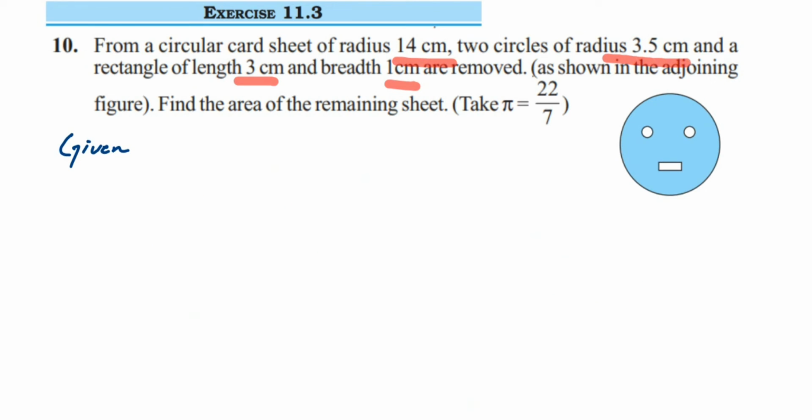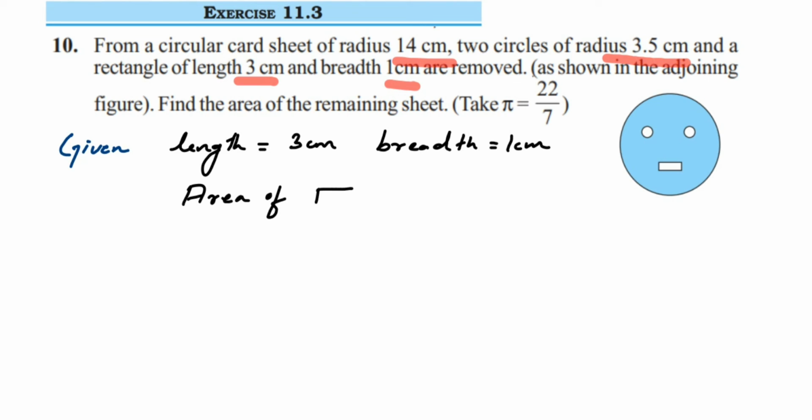Now let's find out the area of the rectangle. Given length of rectangle is 3 centimeter, and they have given breadth as 1 centimeter. We have to find out the area. So area of rectangle will be equal to length into breadth. When you substitute the values, length is 3 centimeter multiplied by breadth 1 centimeter. So this will be equal to 3 centimeter square. So we got the area of rectangle as 3 centimeter square.